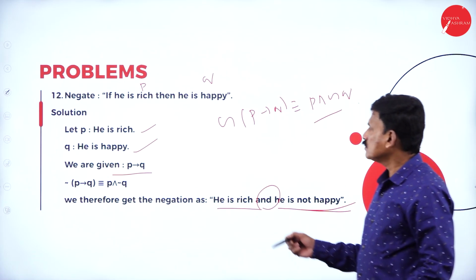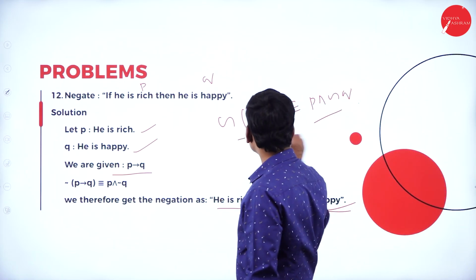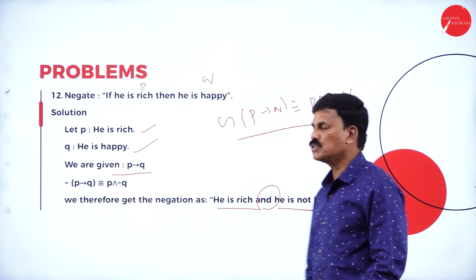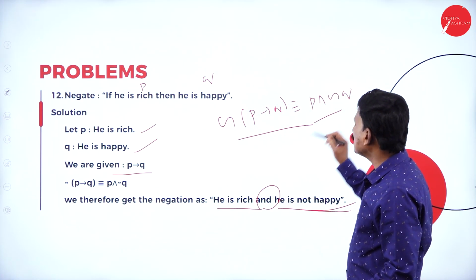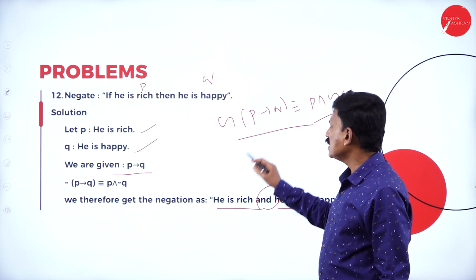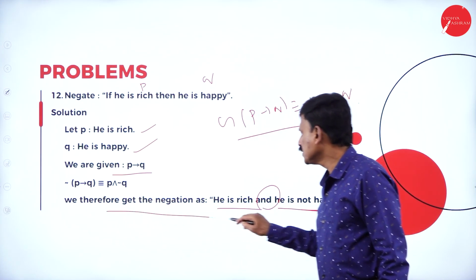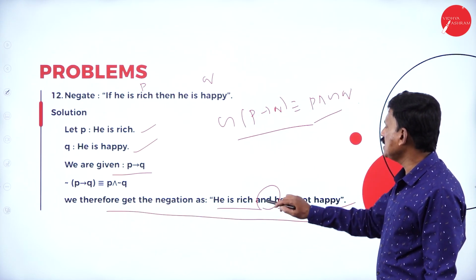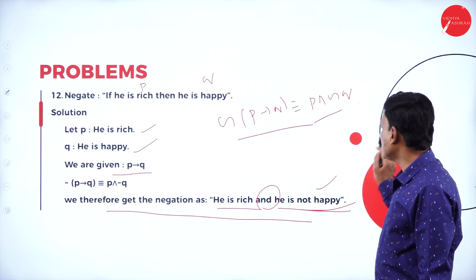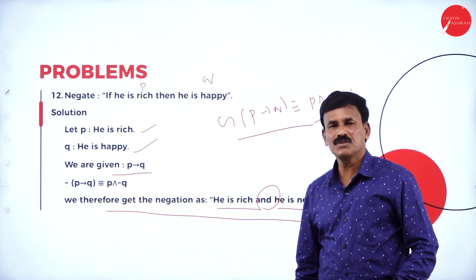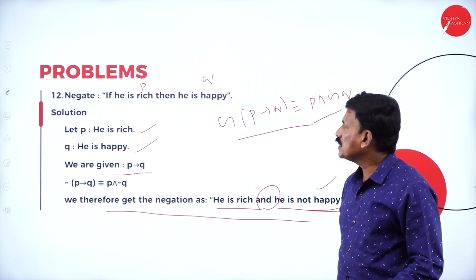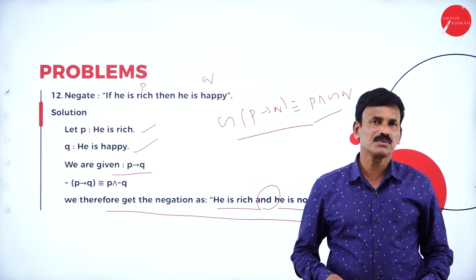That's it. So these are all the properties. Negation of P conditional to Q is nothing but P conjunction negation Q. We can write: he is rich and he is not happy. So this is how we are going to write the negative for the given compound propositions.